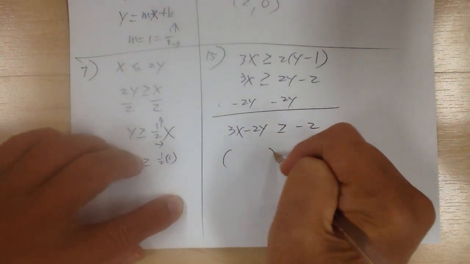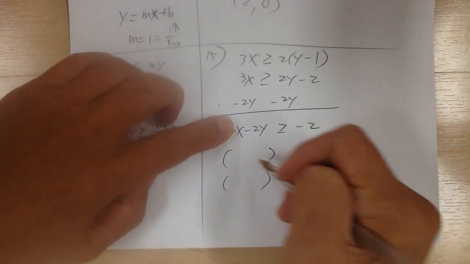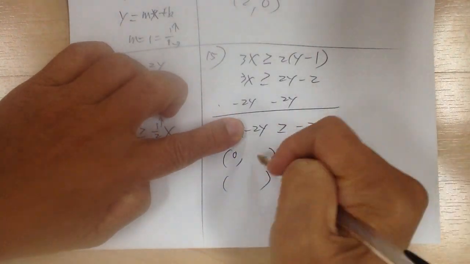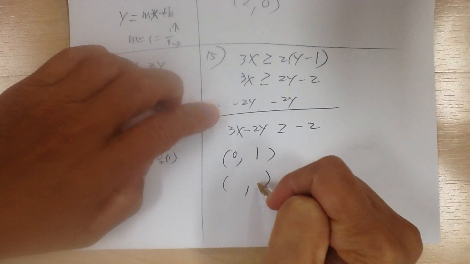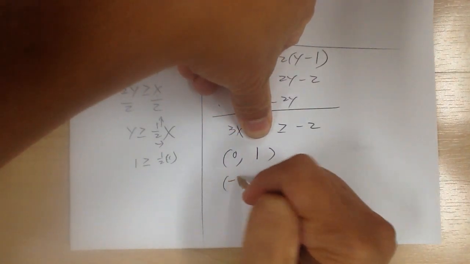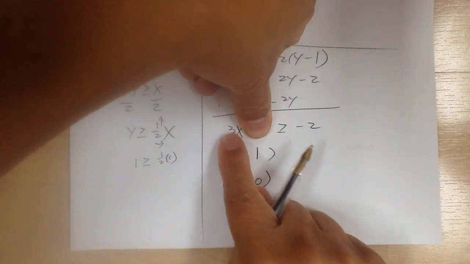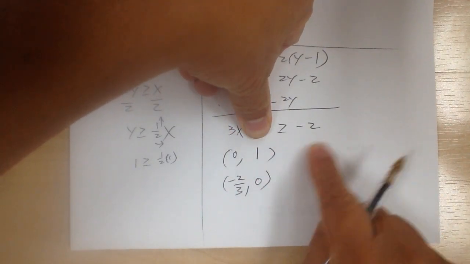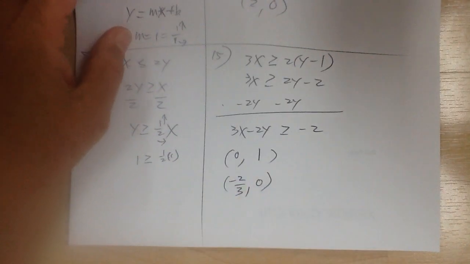Okay, so now let's go and get the intercept points. So if x equals 0, then y will equal 1. If y equals 0, then x will be equal to negative 2 over 3. Right? Again, you just move the 3 over, right? Divide by 3. Okay, so it's not too bad. Okay, so let's go and get our points.